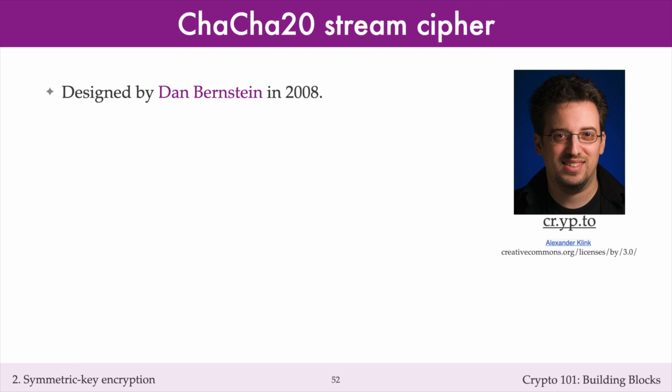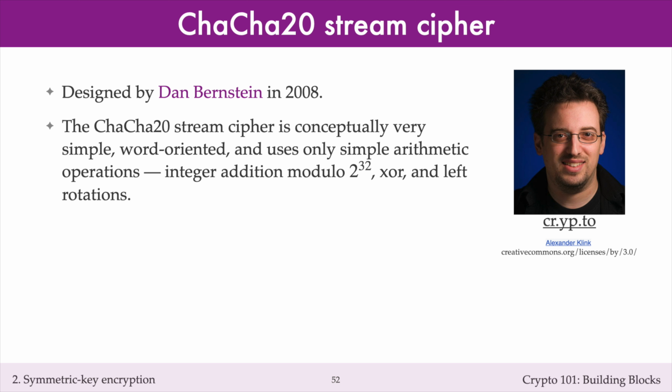ChaCha20 was designed by Dan Bernstein in 2008. Dan Bernstein is a very well-known applied cryptographer and also one of the world's best programmers. ChaCha20 is conceptually very simple. It's word-oriented, which means that it operates on 32-bit binary strings, and it uses only simple arithmetic operations, namely integer addition modulo 2 to the 32, exclusive OR, and left rotations. These three arithmetic operations are included in the instruction sets of most modern processors.